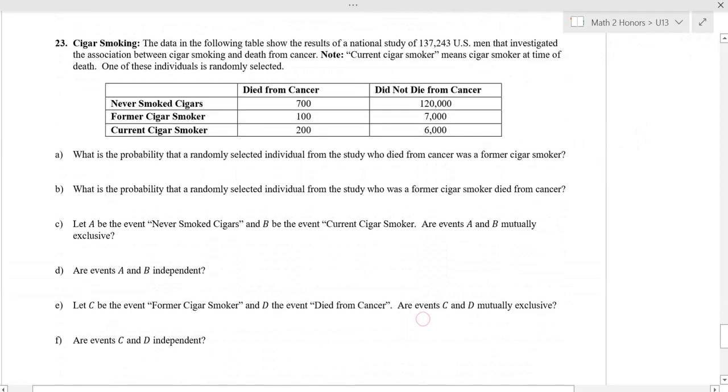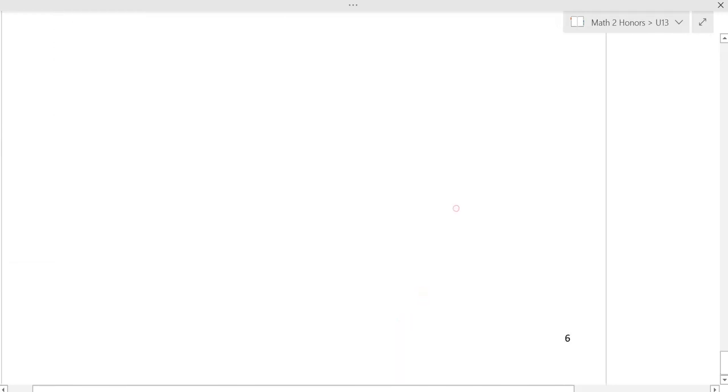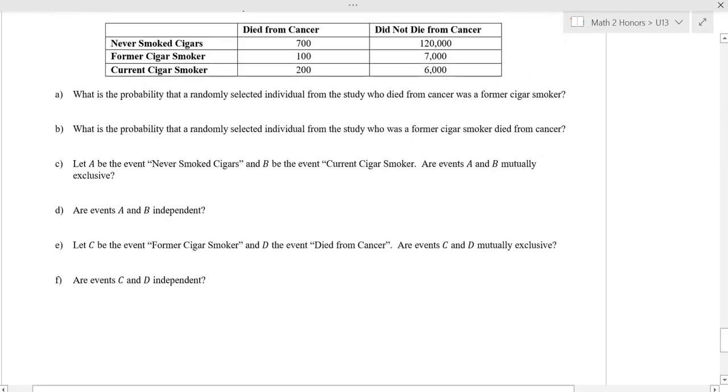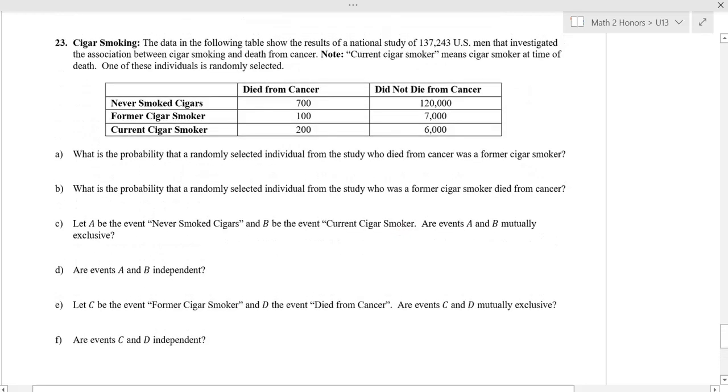Alright, I think we are on to our last problem here. So again, we have a table, and so let's find our totals here.